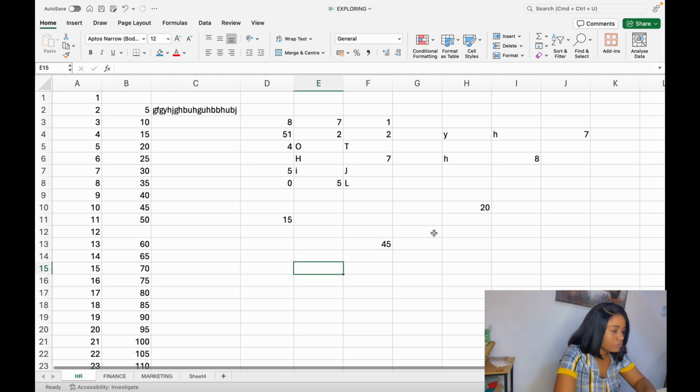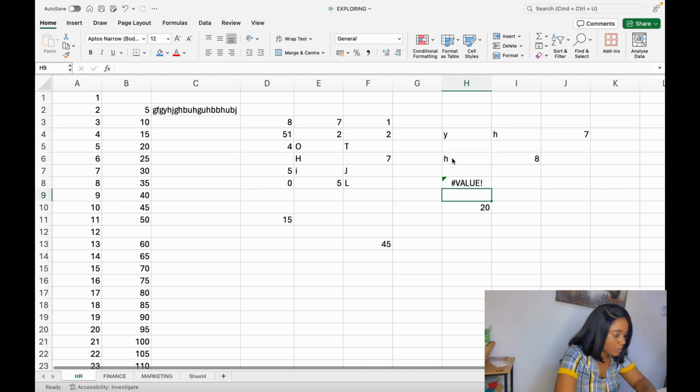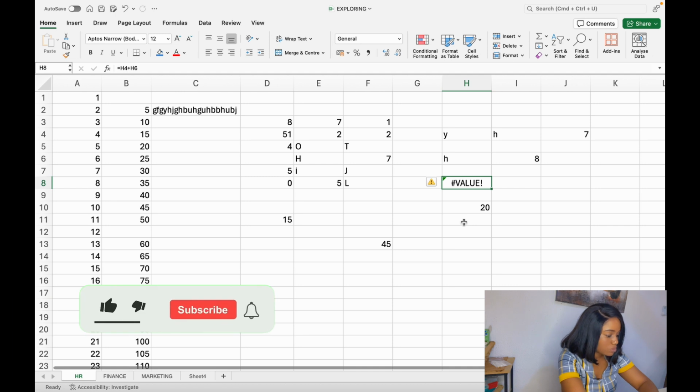Let's see what will happen if we choose to add two cells with text instead of numbers. Okay, so I have this new cell that is active, cell H8, in the name box here. I'm going to go with my equal to sign, trying to create a formula. Then I put in H4 plus H6. Enter. What happens? Error in value. Yes, because we can't add a letter to a letter. We can only add a number to a number. Alright, so let's undo this. Remember, Control Z for undo.